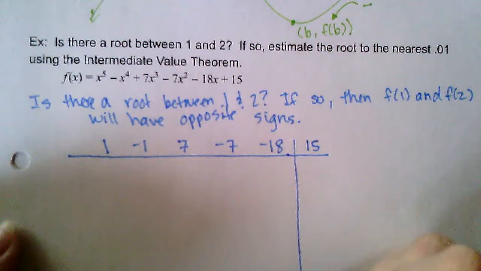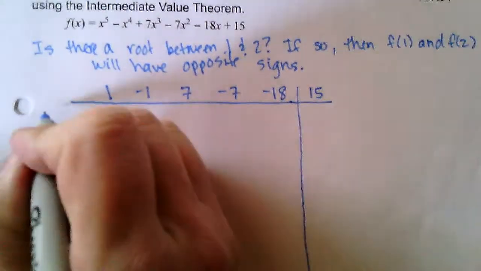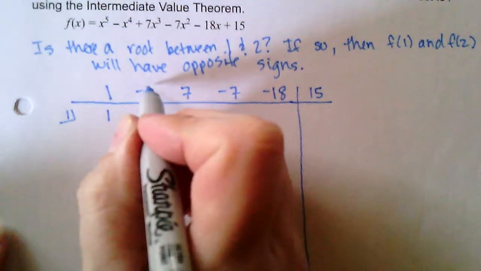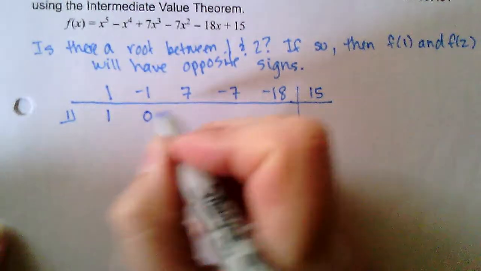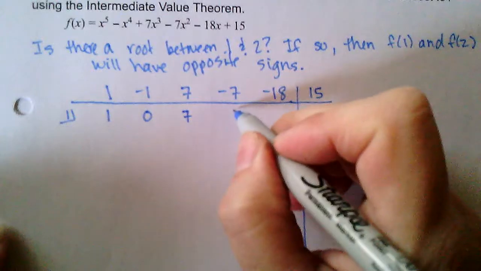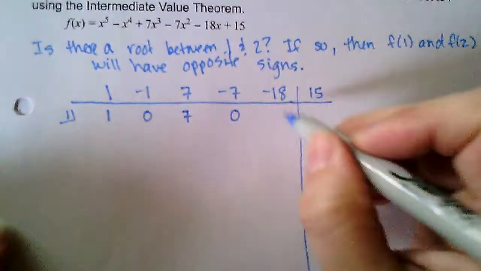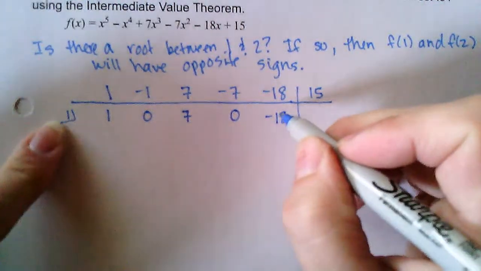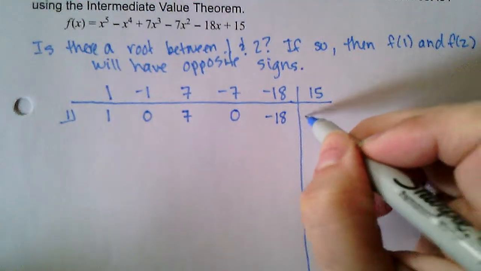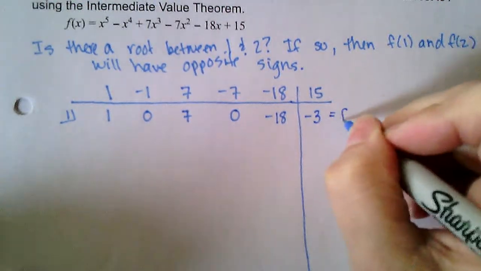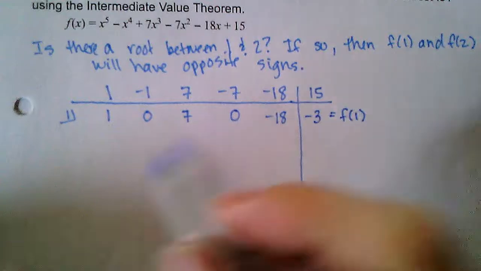And then draw a line for my remainders. I'll put 1 in to start with. So drop down the 1. 1 times 1 is 1, plus -1 is 0. 0 times 1 is 0, plus 7 is 7. 7 times 1 is 7, plus -7 is 0. 0 times 1 is 0, plus -18 is -18. -18 times 1 is -18, plus 15 is -3. So f of 1 is -3.